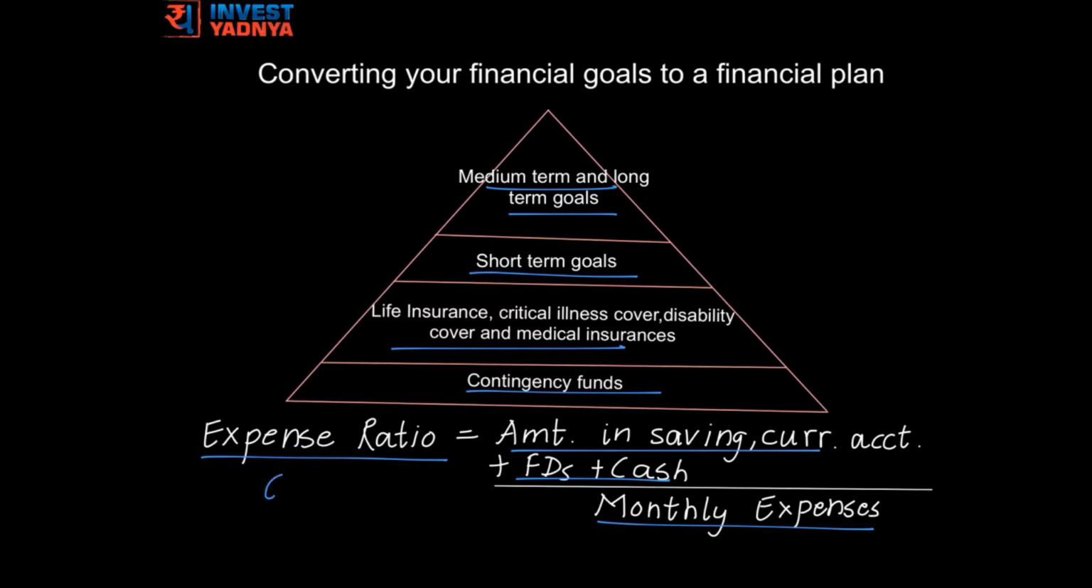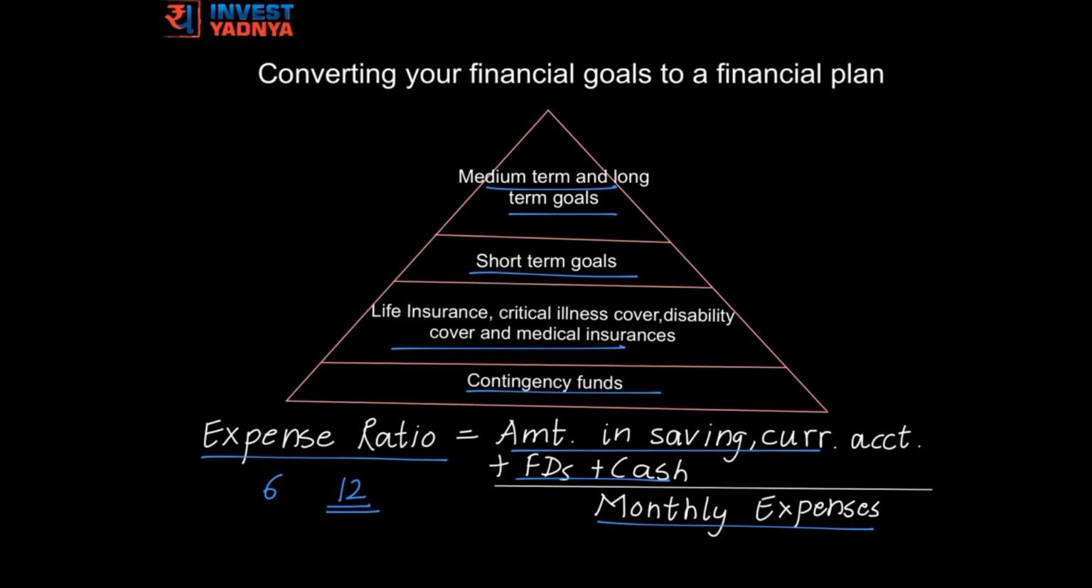Expense ratio should be 6 for salaried people and 12 for professionals and business people. Why 12 for business people and professionals is because their income is variable, whereas their monthly expenses are constant. Contingency funds are helpful in situations like job loss, sudden medical expenses, etc.